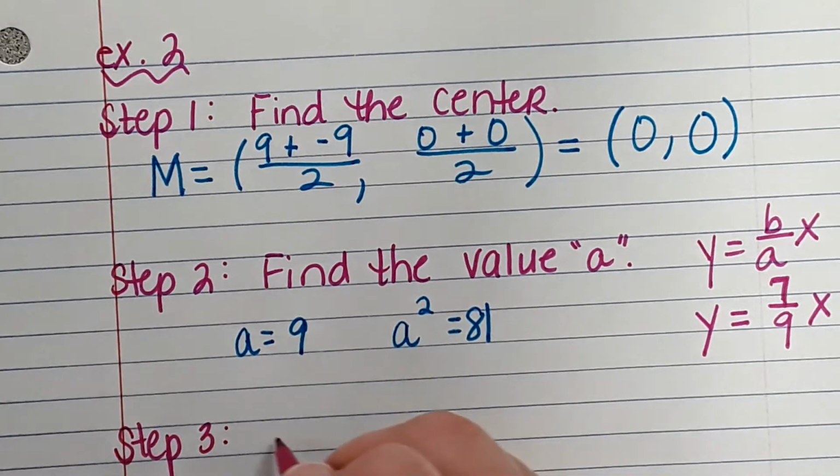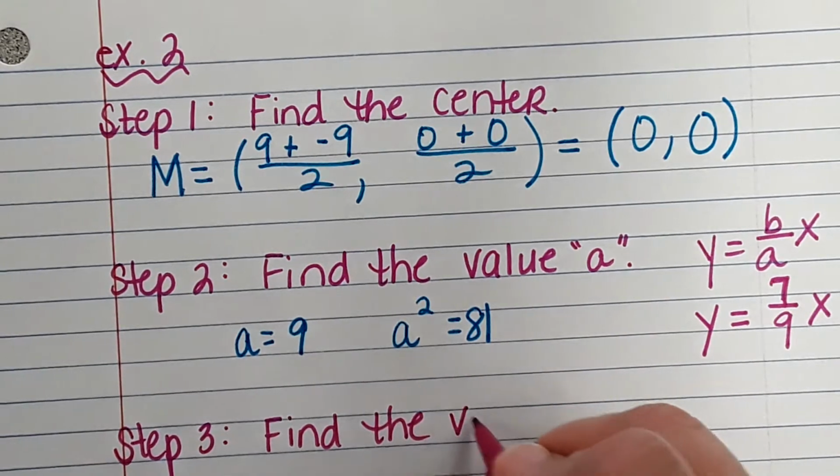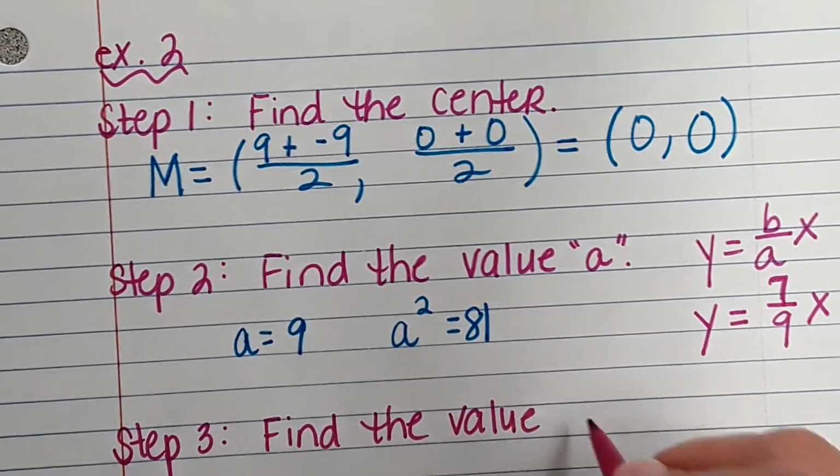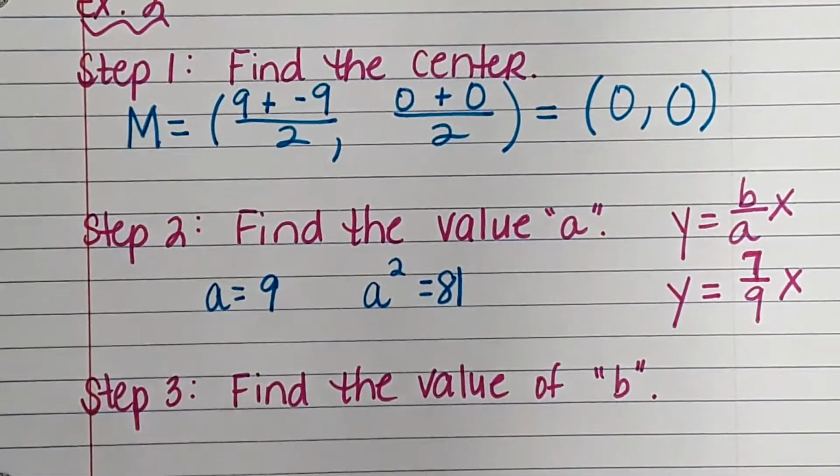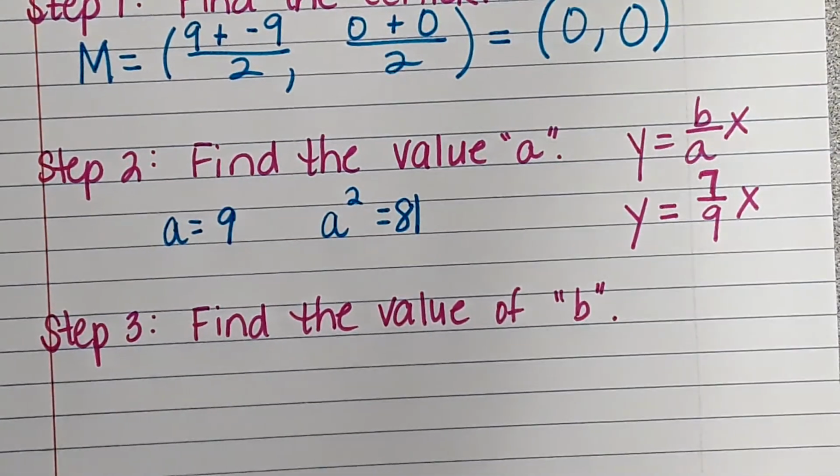Step 3 is to find the value of b. Again, what did they give you? Well, I don't know c. They didn't give me anything for c. They didn't give me any foci. They only gave me the vertices, and the only way you can find c is from the foci. Well, I don't know the foci.